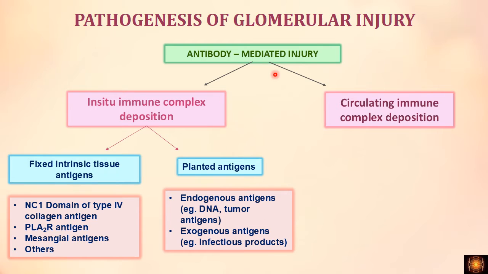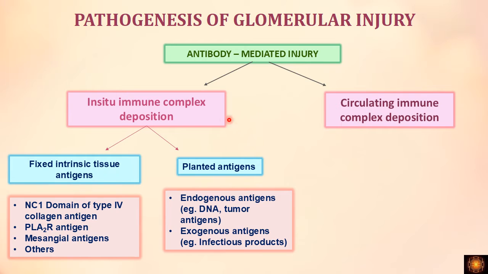So when we see this antibody mediated injury, as I told you, it is because of the antigen antibody complexes which are formed. Now in this we have two types: in situ immune complex deposition and circulating immune complex deposition. In situ immune complex deposition means here the antigens are present within the glomerulus itself. So antibodies are formed and they come and form an antigen antibody complex within the glomerulus. Whereas the circulating immune complex deposition means here the antigen and antibody complexes are formed somewhere else in the body. They are present in the circulation and then they get trapped in the glomerulus. So that is the difference.